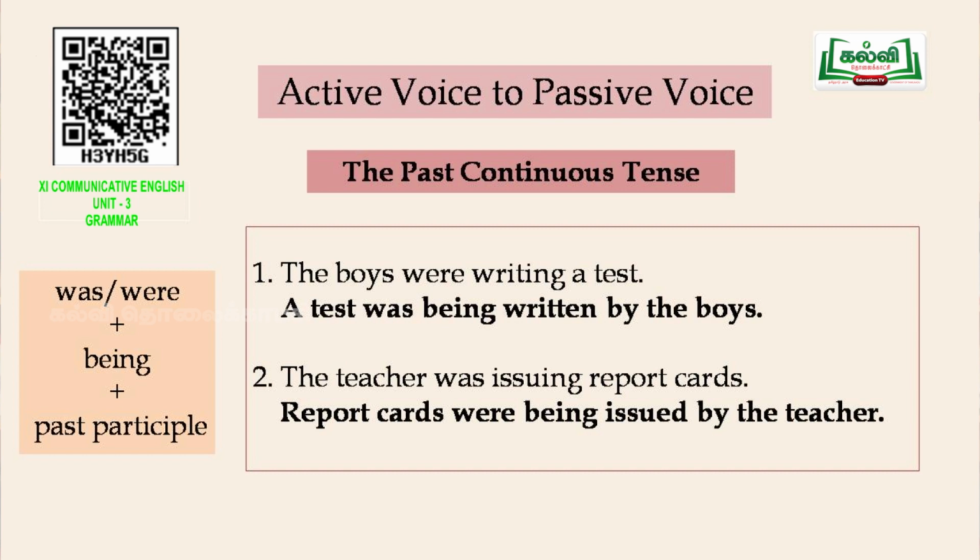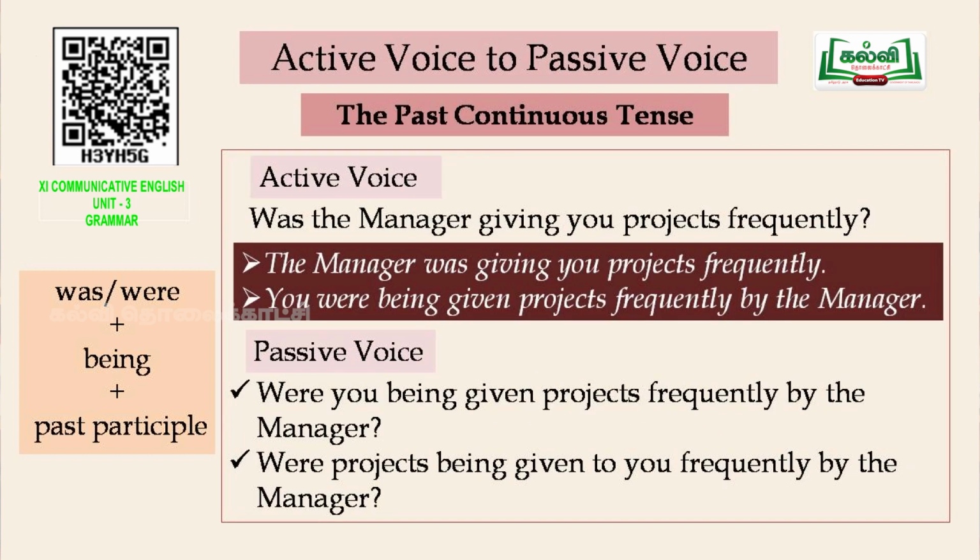Sentence number 2. The teacher was issuing report cards. Now just note that report cards is of the plural form. So report cards, I'll choose were being issued by the teacher. Interrogative sentence, sentence number 3. Was the manager giving you projects frequently? It ends with a question mark. So I convert it into a statement. The manager was giving you projects frequently. The manager was giving whom? You. Indirect object. Was giving what? Projects, direct object. So you have two answers in the passive form.